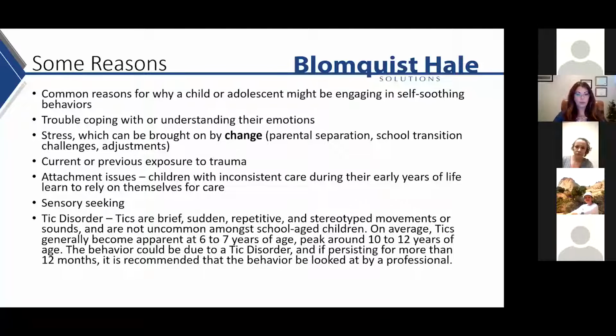So attachment issues, of course, are another reason. I'm going to go through the list of what self-soothing is in a minute, but when a kid rocks back and forth and rocks themselves, that's because they learned to do that when they weren't being rocked, or they wanted to be by themselves and not attached. Then sensory seeking. When we're self-soothing, we're doing something with the five senses, right? So we're doing something in the five senses for sure.